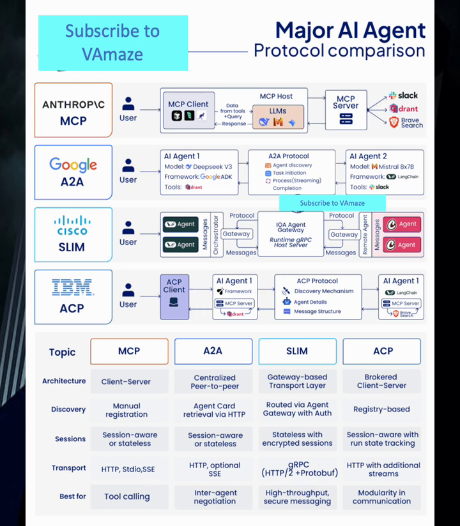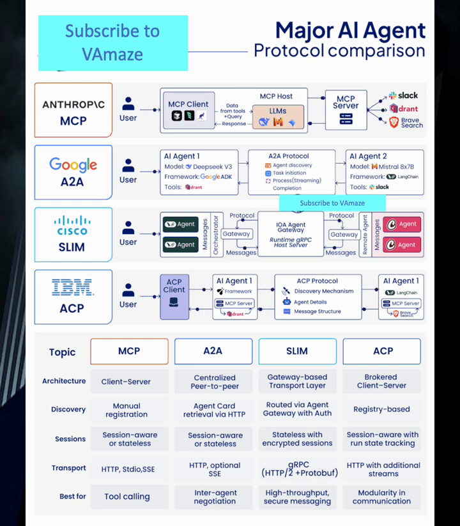Step 1. Agent registration and discovery. AI Agent 1, using DeepSeek v3 model with Google ADK framework, registers its capabilities. AI Agent 2, using Mistral 8x7b model with LangChain framework, also registers independently. Agents discover each other through the A2A protocol discovery mechanism. Step 2. Capability exchange. Agents share their agent cards containing specs and models, supported tasks and operations, available tools and integrations, communication preferences.